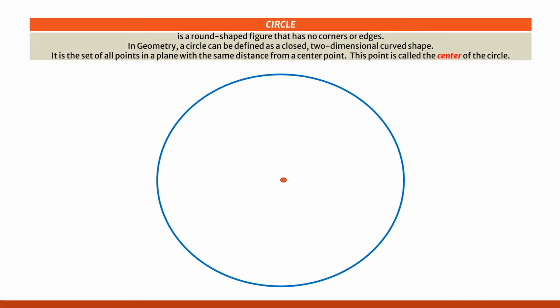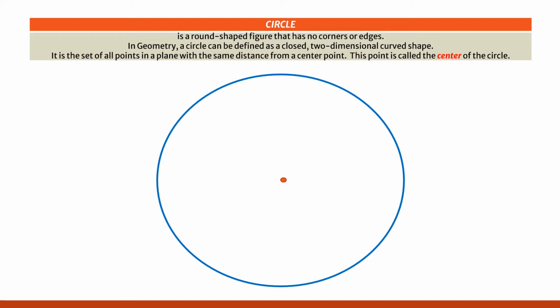At first, let us define circle. Circle is a round-shaped figure that has no corners or edges. So alam natin na wala itong corner, wala rin siyang edge. Okay? Ito yung pagkakabilog mismo, yung kulay blue na inyong nakikita. Wala siyang corner, wala siyang edge.